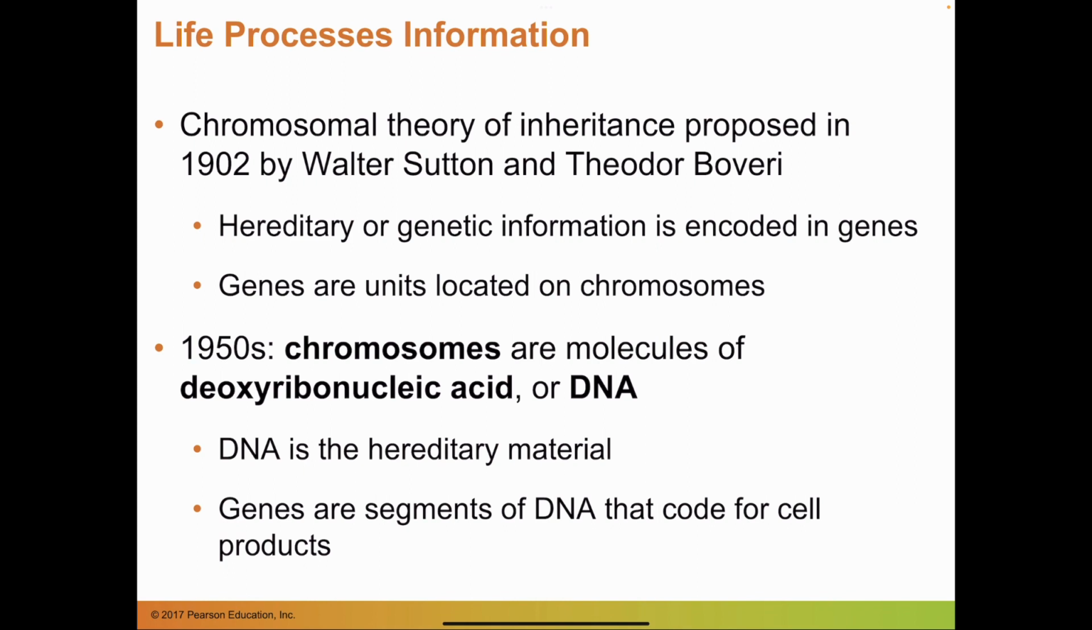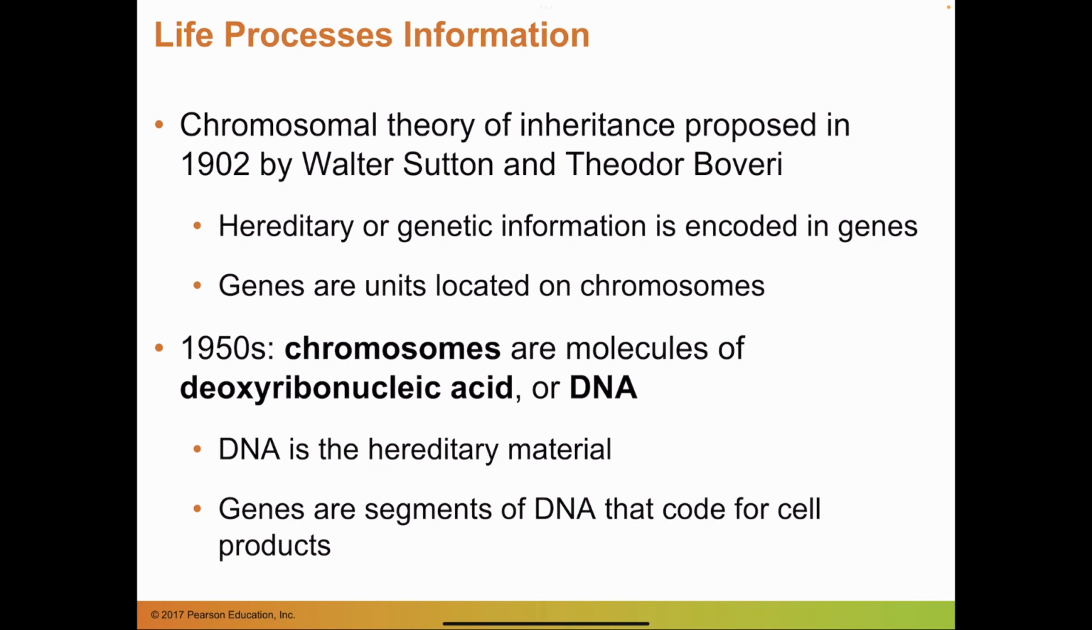So the idea of the chromosomal theory of inheritance was actually proposed by a couple of scientists in the early 1900s, Walter Sutton and Theodor Boveri. Both of them came up with the idea of heredity and genetic information being encoded in something called genes. And genes, we know, are units located on chromosomes that contain information.